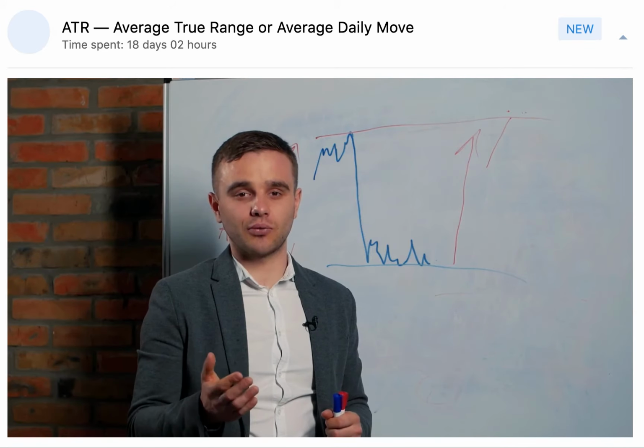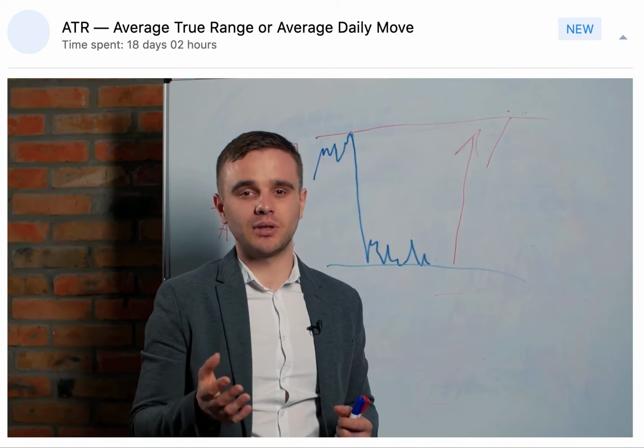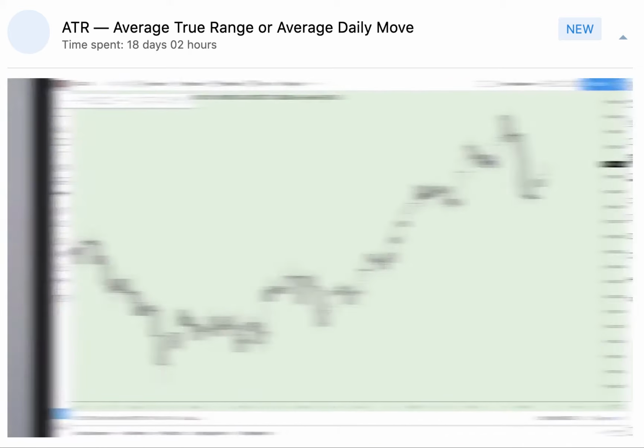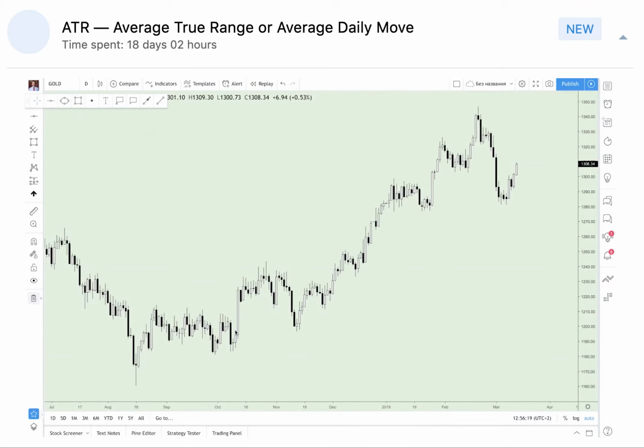Okay, let's take a look on a graph how you can count properly these two types of ATR. Let's take a look on real examples how you can count ATR. As I spoke before, there are two types of ATR. ATR, it is average true range, or average daily move.